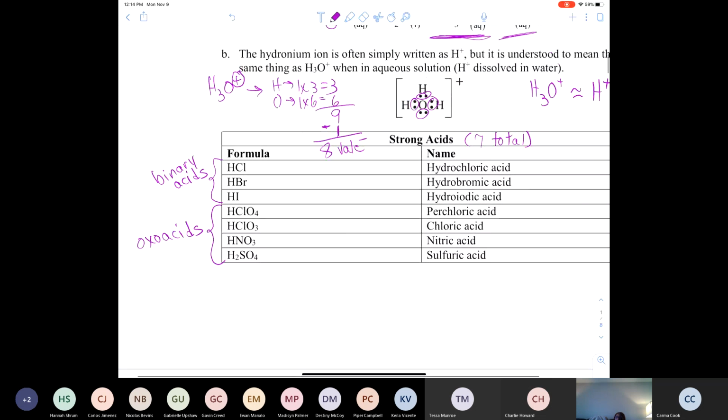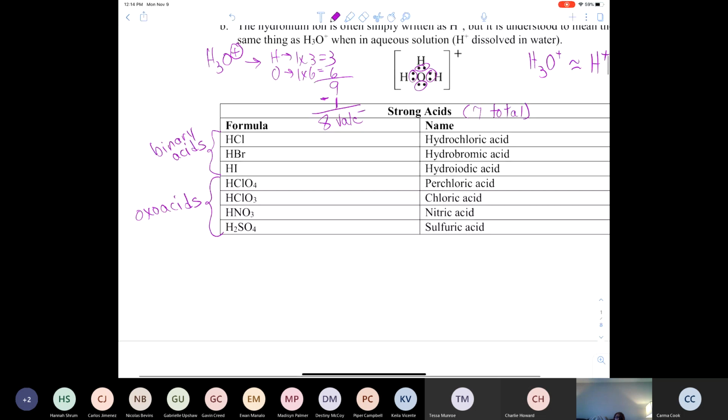So to name binary acids, you always use the prefix hydro. The hydro prefix takes care of the hydrogen. And then the other atom, which is your nonmetal, chlorine, you drop the ending of chlorine and you replace it with ic acid. So HCl is hydrochloric acid.